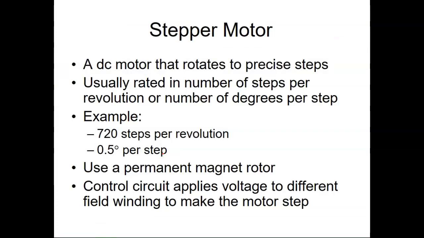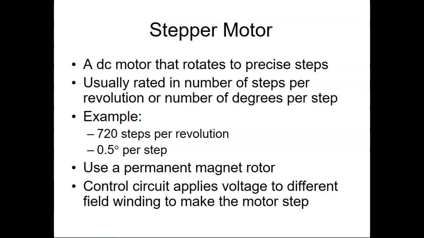All right, so stepper motors. It rotates in precise steps, rated in the number of steps per revolution or degrees per step. So the example given here is 720 steps per revolution. So in other words, to make it go all the way around, it moves 720 times. Or you could be given it as a half degree motion per step.